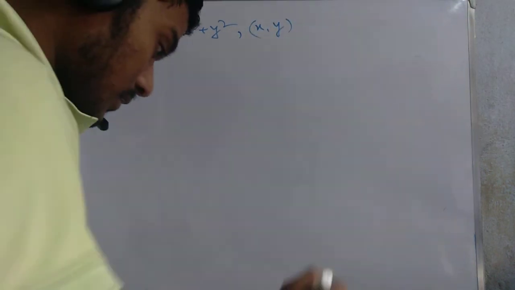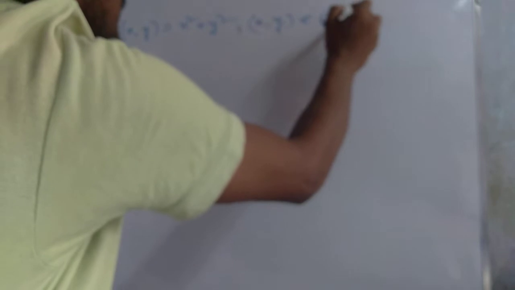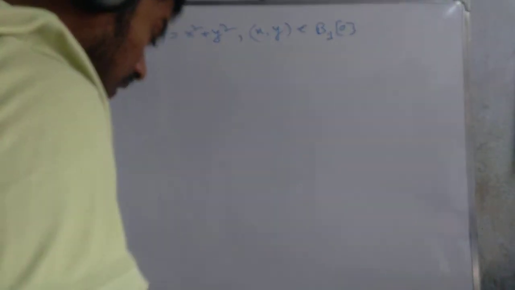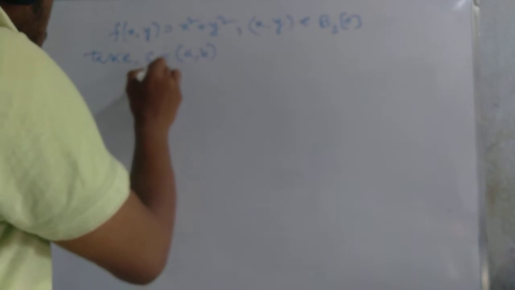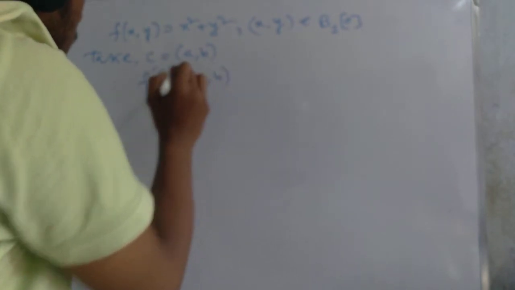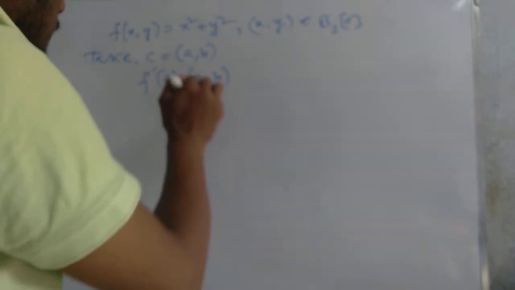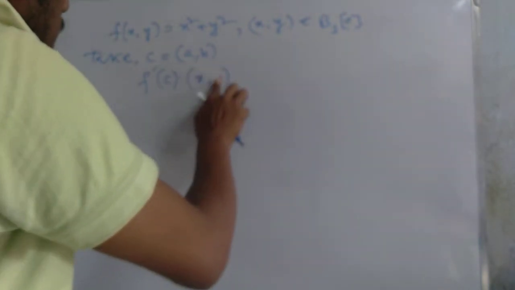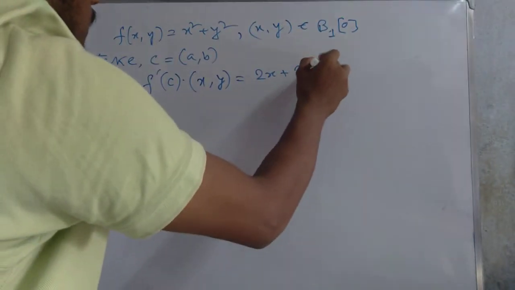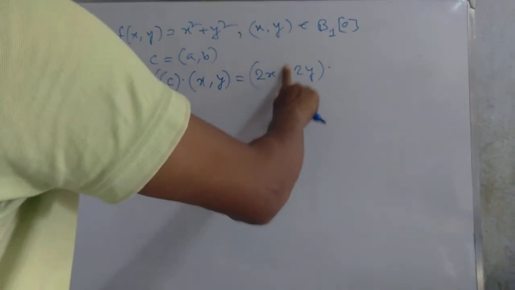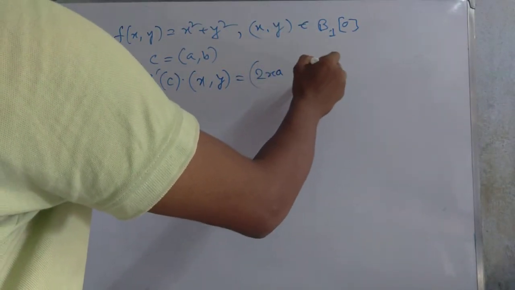(x, y) belongs to R^2, and take c equal to (a, b). Take c equal to (a, b). Then f dash c (x, y) equal to 2x plus 2y multiplied by 2ax and 2by.